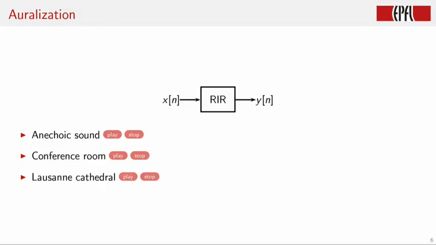Measured or synthetic room impulse responses can be used to recreate the acoustic impression of the corresponding space. If we convolve a room impulse response of a cathedral with a sound sample measured in a room without echo, the resulting signal will sound as if it was recorded in the cathedral. This process is called auralization. It is used, for example, in virtual reality to create realistically sounding virtual spaces.